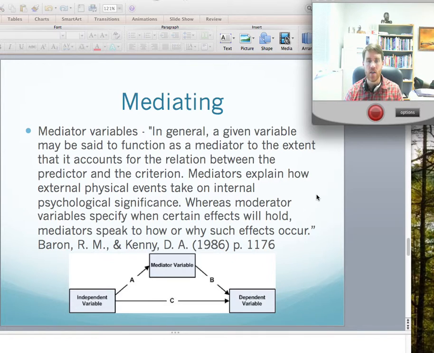So let's take the idea of a principal being the independent variable and school success as the dependent variable. The mediator variable there would be teachers. Teachers explain that relationship. The principal cannot go in and teach all of the students and raise test scores or the success of the school, although there are other factors that influence it. But teachers are that mediating variable.